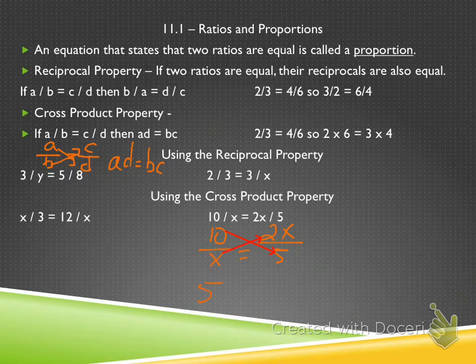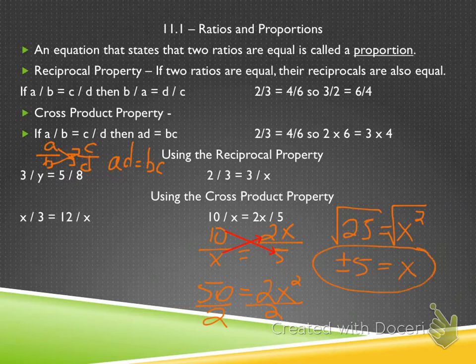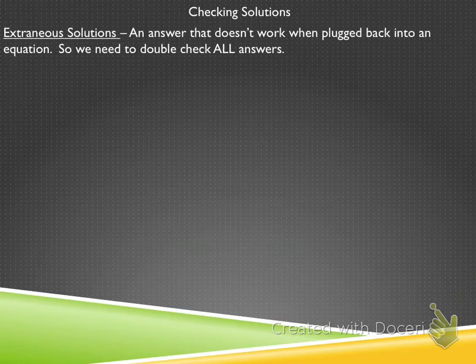So I get 50 is equal to 2x squared. Divide both sides by 2, so you get 25 is equal to x squared. Take the square root of both sides, so plus or minus 5 is equal to x. Just like that. Those are the easy ones. These are the hard ones.